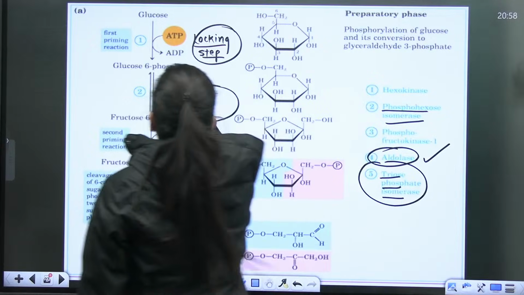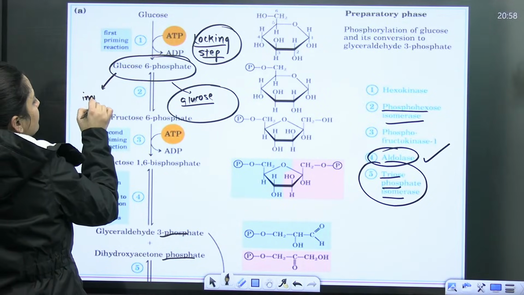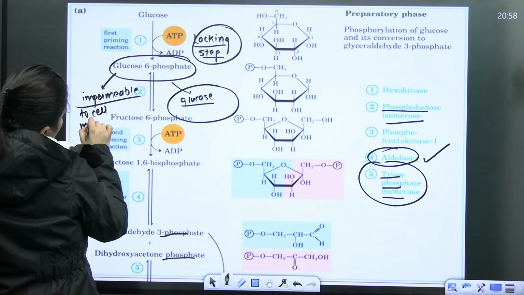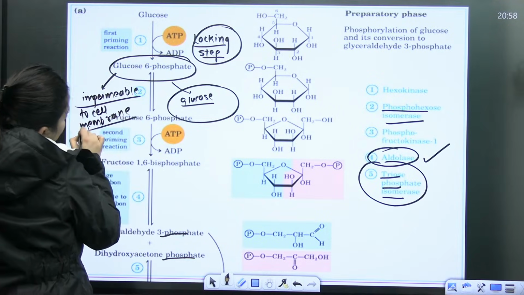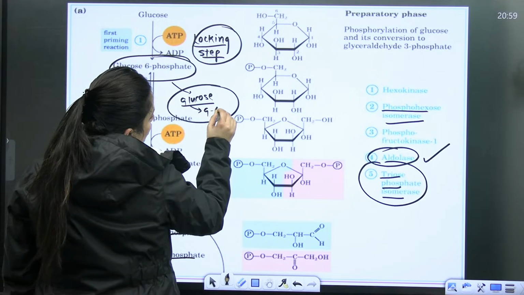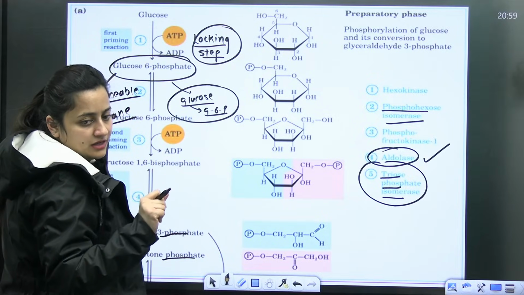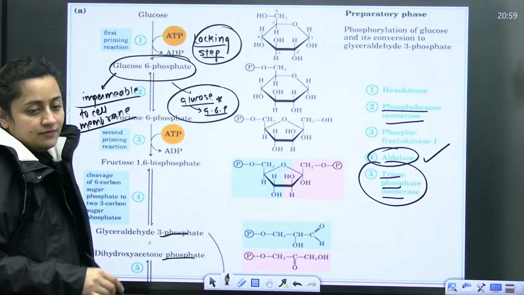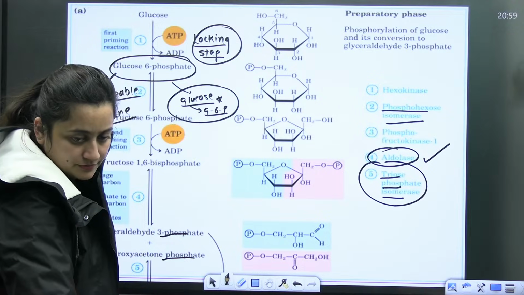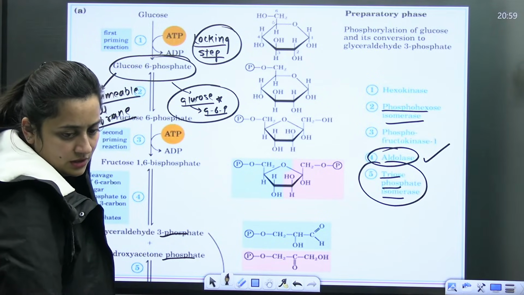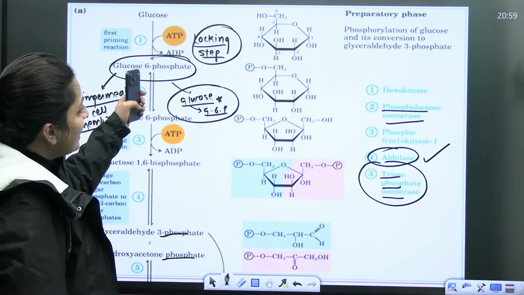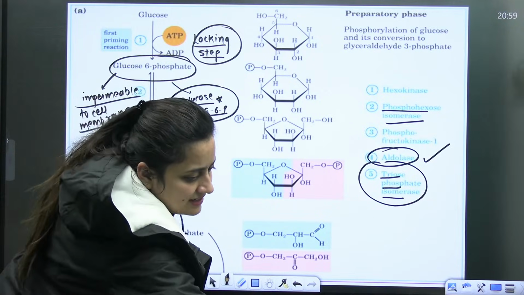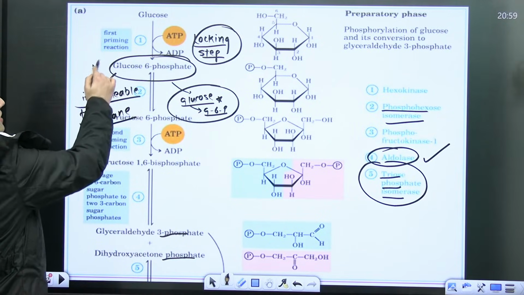It's simple, beta, because glucose 6-phosphate is impermeable to the cell membrane. It is a locking step, because when inside the cell cytoplasm you convert glucose to G6P, it will be trapped there only, and we can carry it forward for the further steps. Are you getting my point? That is the reason why you are doing it. Is that clear? So this is the locking step.